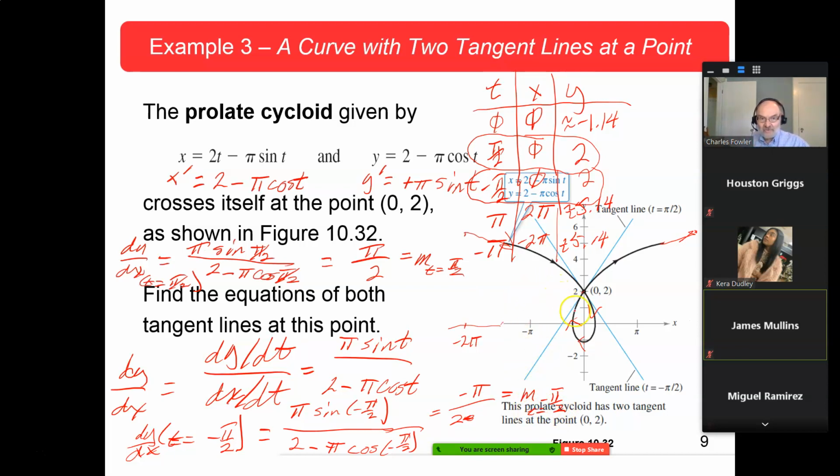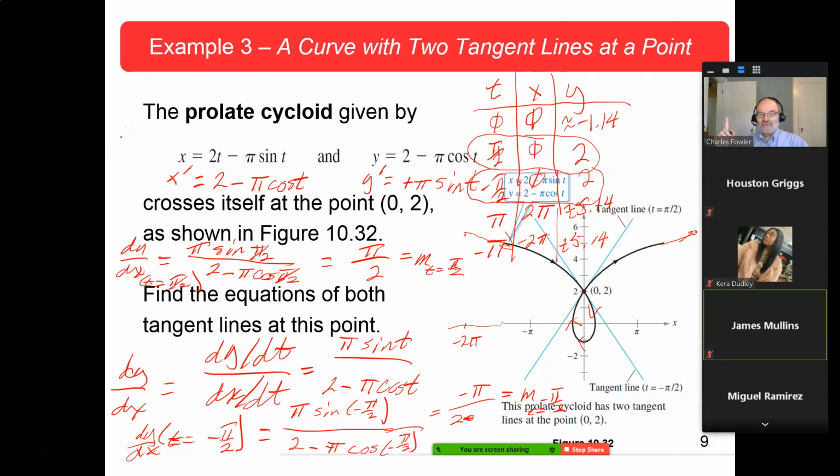So this is your slope downward, and we said that's the direction it's going there. So that's the slope downward here. Here is the slope upward here. And that's negative pi halves. Now, it asks for the equation of the tangent lines at that point.